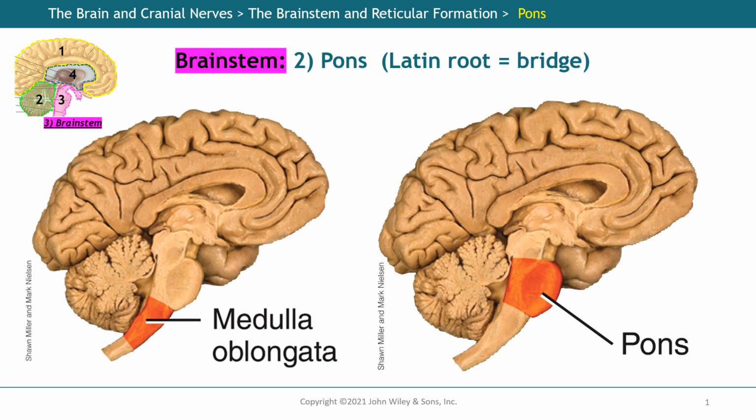In this second section of the video lecture, we're going to continue talking about the brainstem, but we already talked about the medulla oblongata. Now we're going to move a little bit higher from there, and we're going to talk about the pons. Remember, pons is a Latin root that means bridge. Why? Because it's the bridge between the medulla oblongata and the midbrain.